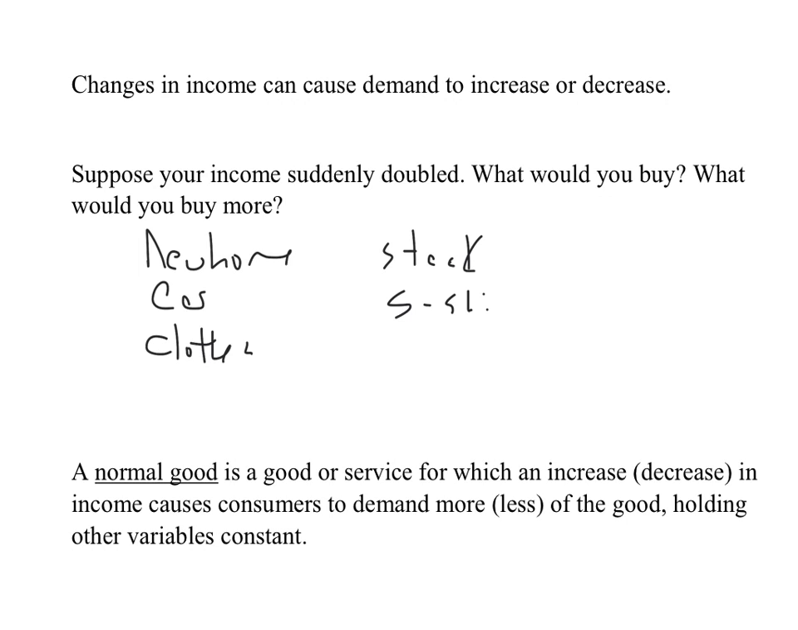A normal good, don't let the word normal confuse you. It doesn't mean ordinary or standard. A normal good is simply a good or a service for which an increase in income causes consumers to demand more of the good, or conversely, a good or service for which a decrease in income causes consumers to demand less of the good, holding everything else constant. So all of these goods that we've listed here, the new home, new car, new clothes, fancy food, these are all normal goods. If your income were to increase, your demand for these goods would also increase.